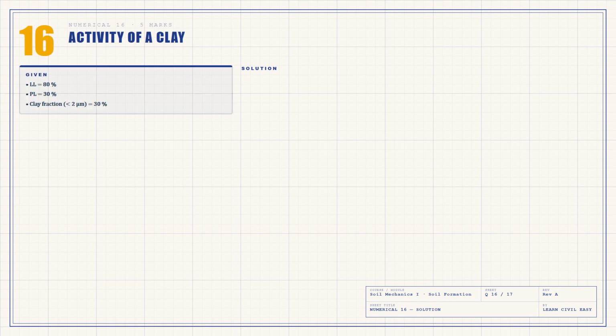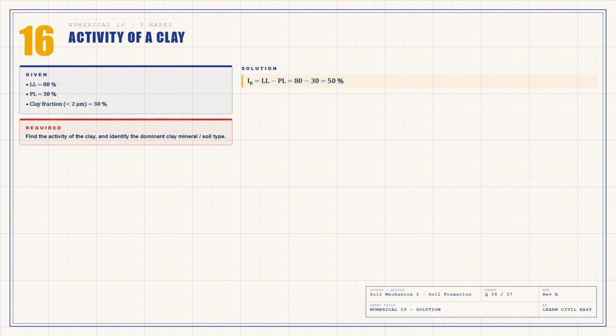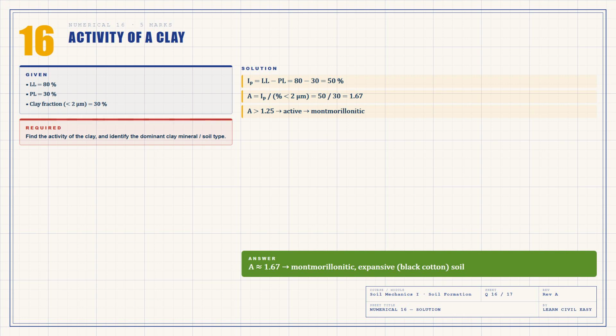Question 16. A numerical. We are given a liquid limit of 80%, a plastic limit of 30%, and a clay fraction of 30%. Step 1. The plasticity index is liquid limit minus plastic limit: 80 minus 30 equals 50%. Step 2. Activity equals plasticity index divided by the clay fraction: 50 over 30, which is 1.67. Step 3. Since the activity is greater than 1.25, this is an active clay dominated by montmorillonite, in other words, an expansive black cotton soil. The answer: activity is about 1.67, a montmorillonitic expansive soil.